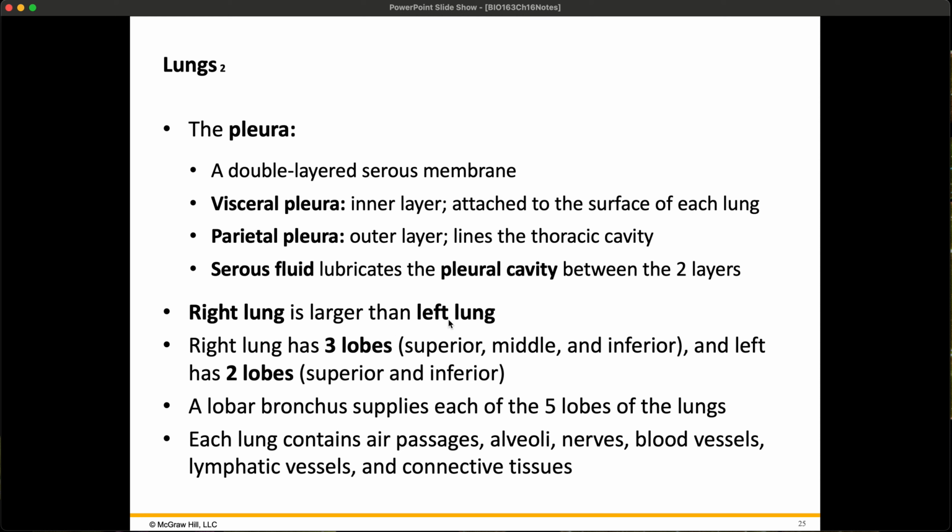The right lung is larger than the left because the left has the heart pointing into it. The right lung has 3 lobes, and the left only has 2. Again, as I said, the lobar bronchus supplies each one of those lobes, and then you have air passages for things like alveoli, nerves, blood vessels, lymph vessels, and connective tissues.